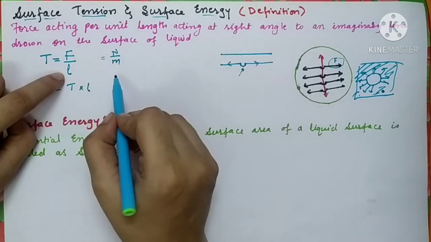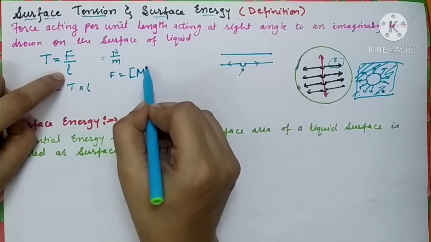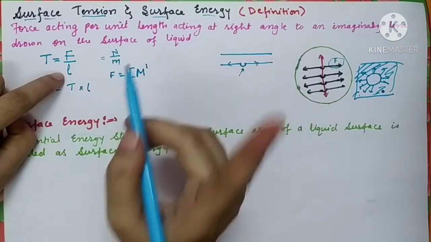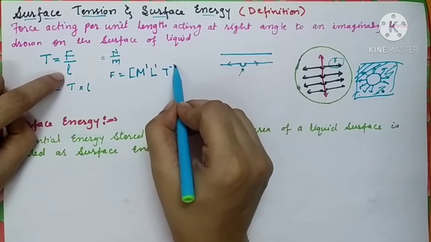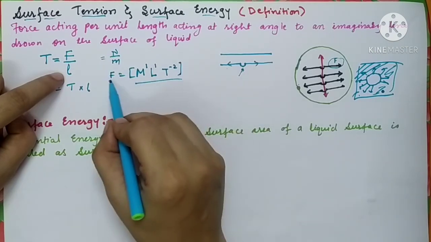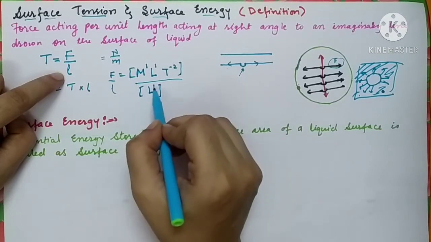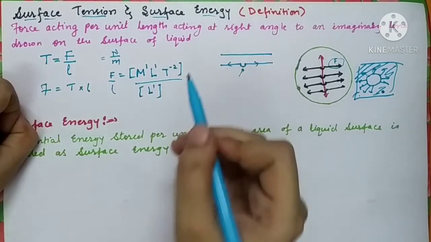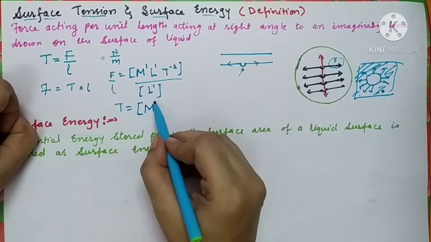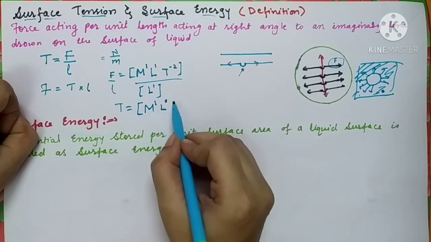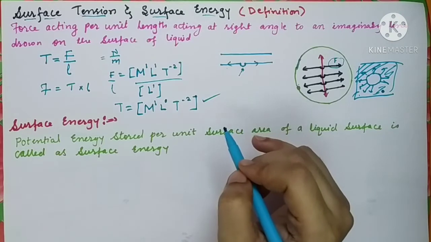Or let's have the dimension. We all know that force has the dimension M raised to 1. It is kg meter per second square. So M raised to 1, L raised to 1, T raised to minus 2, divided by length, which has the dimension only L raised to 1. So this L raised to 1 is going to cancel. Then the surface tension is found to have a dimension of M1 L0 T raised to minus 2. This is the dimension of surface tension.